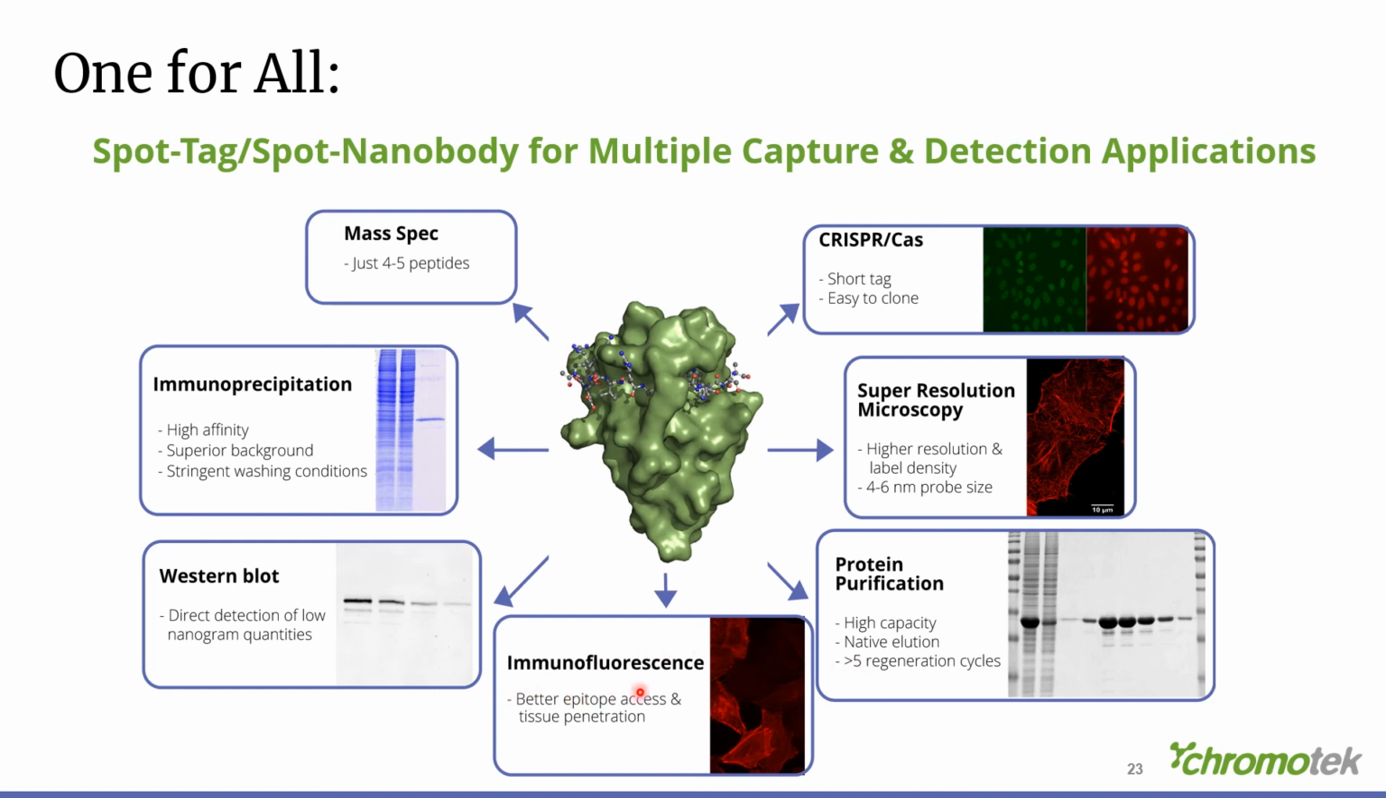You can use it for immunofluorescence, where the spot nanobody, the spot label, better penetrates the tissue and has better access to the epitope. And finally, you may want to use the spot label for Western blotting to detect small nanogram quantities.